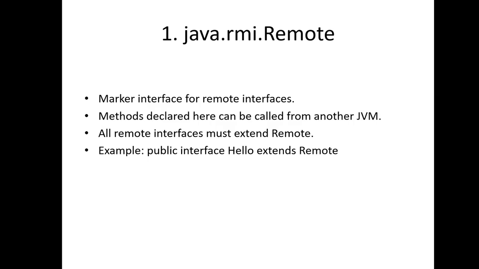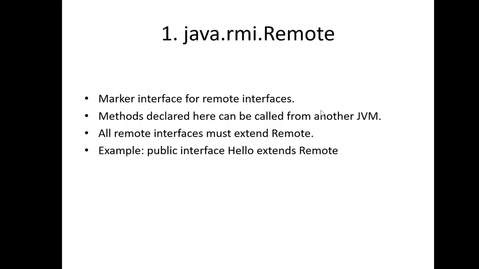Okay, the first one is Java RMI Remote. Remote is an interface available in the package called java.rmi. This is one of the foundations of RMI. It's an interface that tells that a class can be called remotely, meaning another JVM or another computer can call this remote interface. So whenever we create a remote interface, we must extend this Remote. It doesn't have any methods inside it.